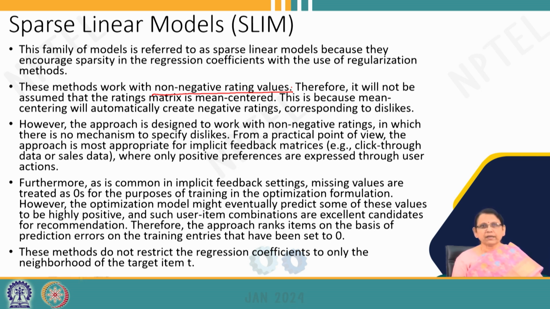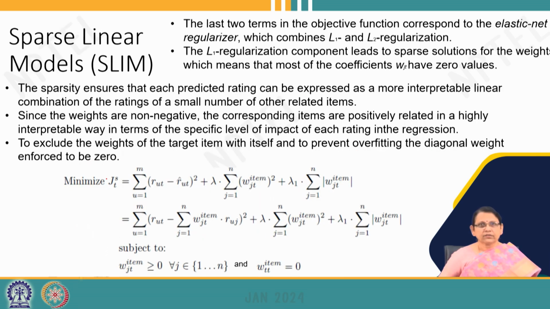So, this is mostly applicable to the implicit feedback setting, where the missing values are treated as 0 and the available ratings represent things like click-through rate, sales data and so on. So, these kinds of positive preferences about the user's action are collected, and if they are not collected, the value is said to be 0. Under such a situation, this SLIM model is very appropriate. Now, let us look at the SLIM model.